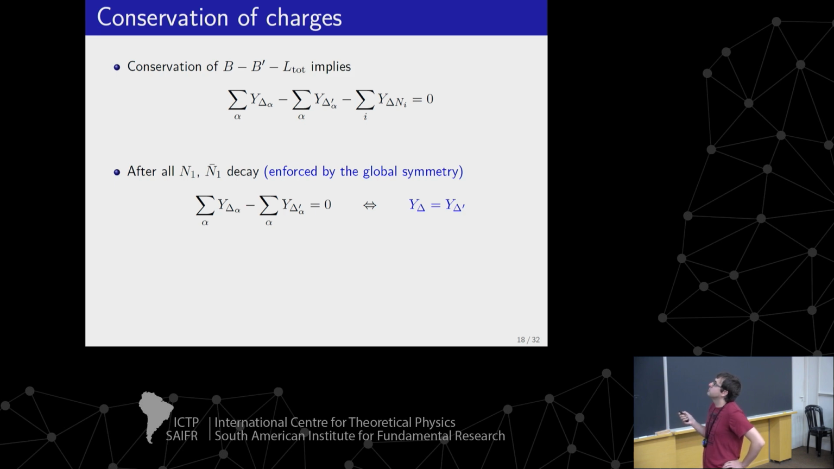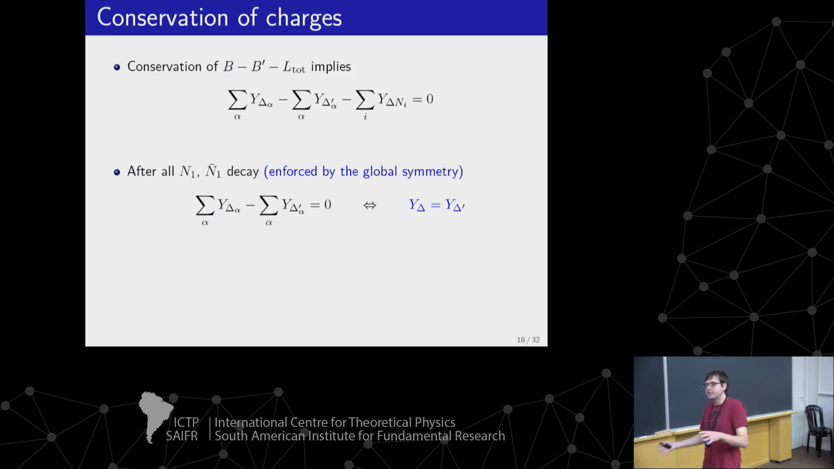So the conservation of B minus B prime minus L total implies that when you sum over alpha, this asymmetry in Y delta alpha minus the sum over alpha of the asymmetry in Y delta prime alpha minus the asymmetry in delta N is conserved. In principle this is constant, but we fix it to be zero from the beginning. Then after all N_i and N_i bar decay, this goes to zero, and we have the sum over alpha of Y delta alpha equal to the sum over alpha of Y delta prime alpha. So we call these Y delta and Y delta prime, and Y delta is equal to Y delta prime. So the asymmetry in this sector and in the other sector are equal after all N decay.